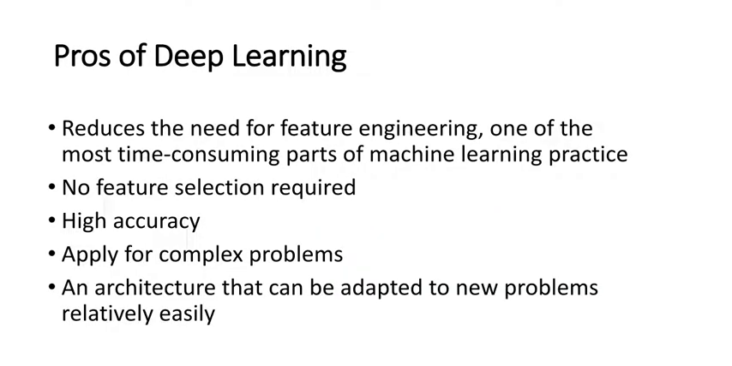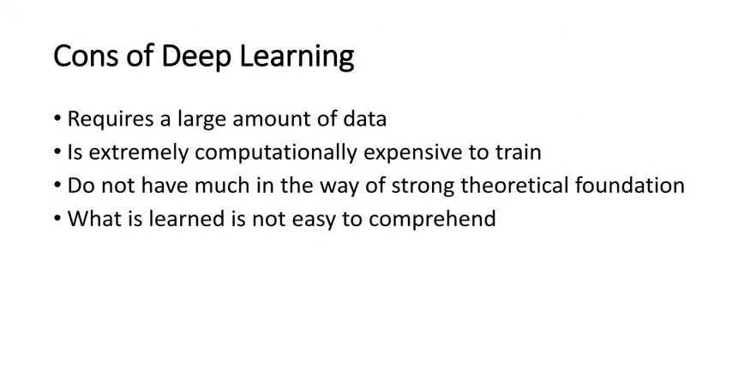So what are the pros of deep learning in general? It's basically to reduce the need of feature selection and feature engineering, which is the most time-consuming part. By not selecting any feature, this is a pretty easy job. It will cause a really high accuracy, and you can apply it on really complex problems and also adapt it on new problems as well in the future.